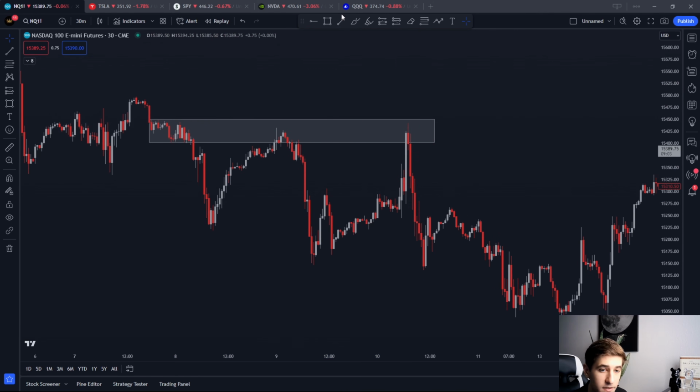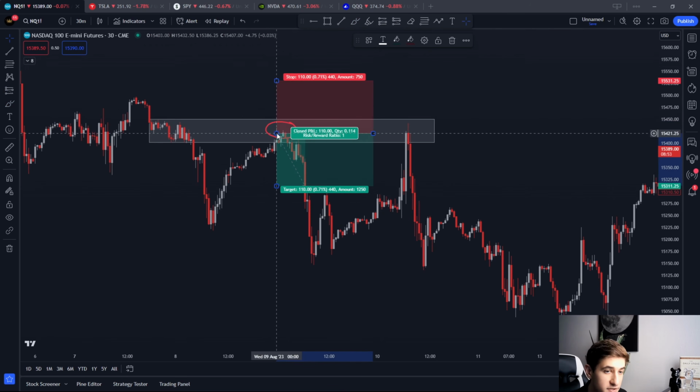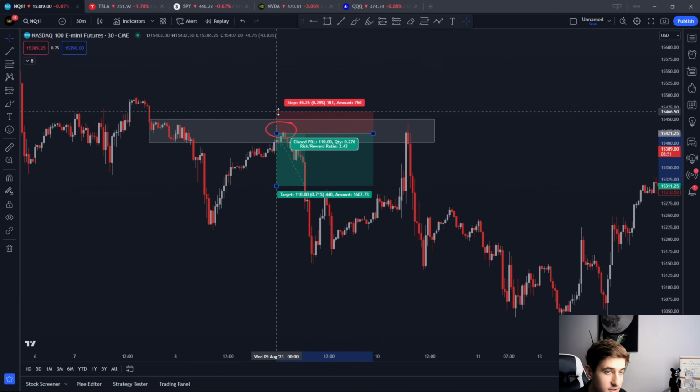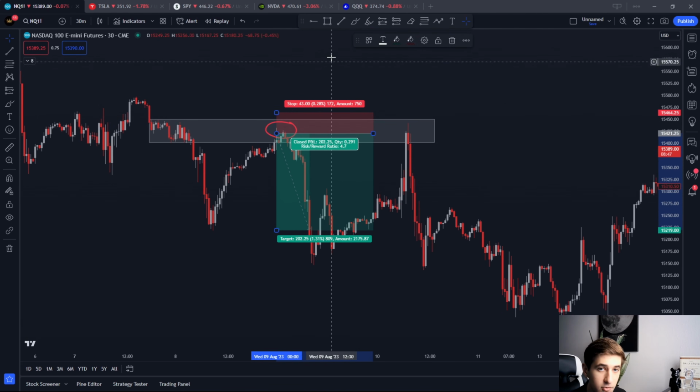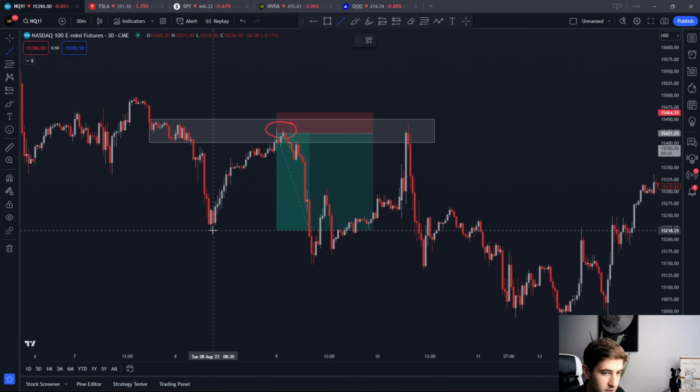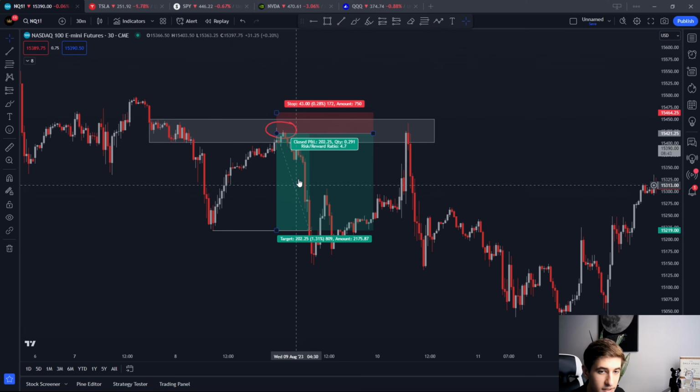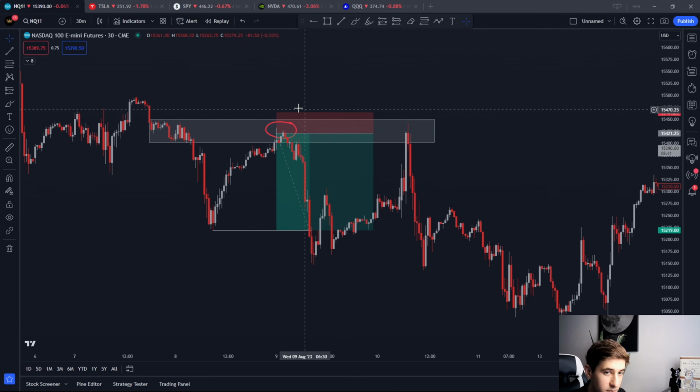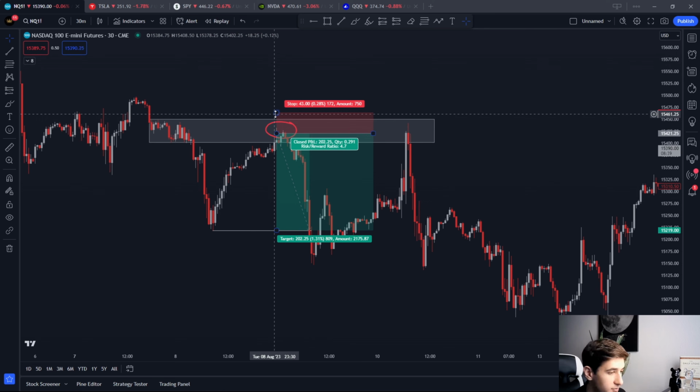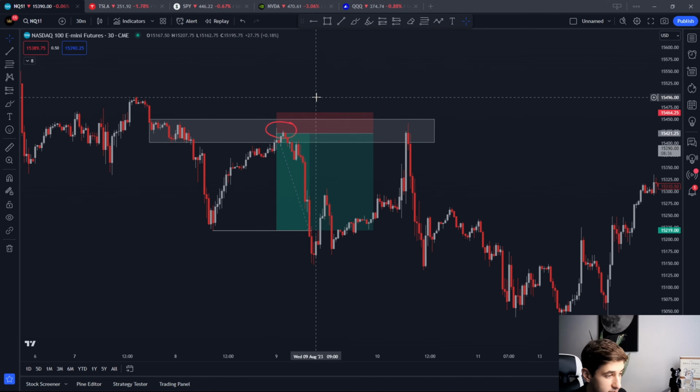All right, so first one comes, it hits. It shows me a sign of weakness with these wicks over here, and I take my position. Like I said, first test of a supply zone, I like to target the low. So in this situation, the most recent low was right here. Let me map that out. And we get a nice hit. Stop loss is above the zone, and we just let the trade ride until it gets there.